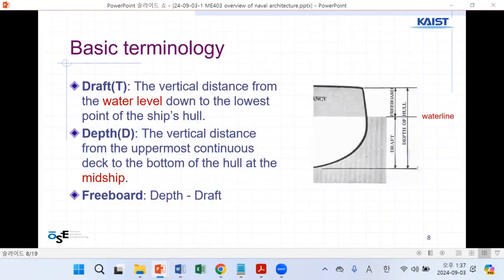Draft means how deep the water surface is, the water line, and then draft is the maximum submersion you can allow. Otherwise, you may be in trouble. So then you can say this is the remaining water. We call this freeboard. The total is, say, the depth of water. The water level is important.